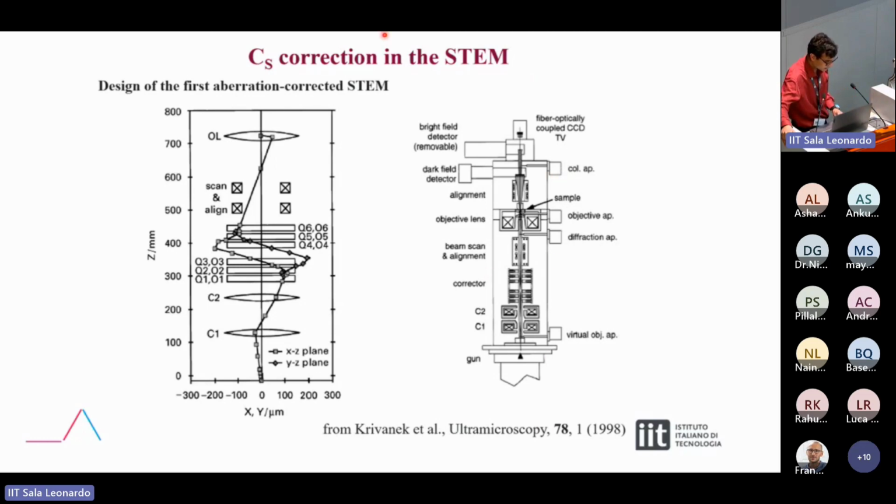So that's the schematic diagram of the STEM. And here you have the gun. Usually the dedicated STEMs have the electron gun at the bottom, and you shoot electrons from bottom to top, unlike conventional TEMs. So here are the condenser lenses, and here is the corrector, and the rest of the optics is the same. So you just place the corrector just after the condenser lens.